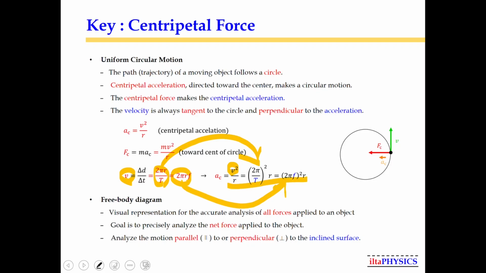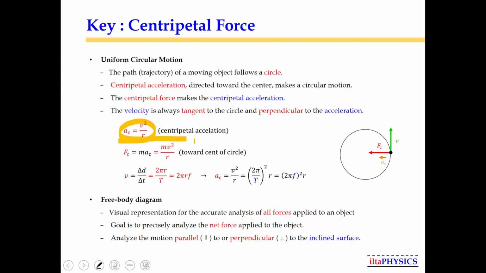You don't need to memorize every single one of these formulas. If you accurately understand the most basic formula for centripetal acceleration, you can easily derive all the other relationships using Newton's law of acceleration or the definition of velocity.